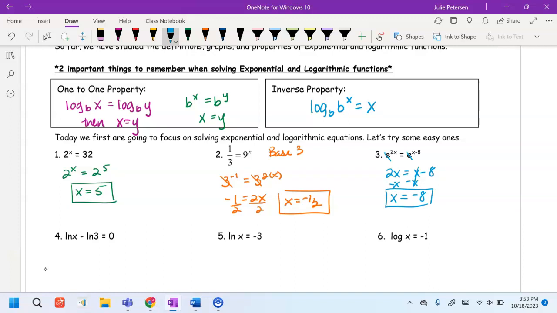Now if you ever wanted to check your work just to see if it makes sense, we can do that. You can plug your answer back in. That's something that we definitely need to do on these log equations that we've got here.